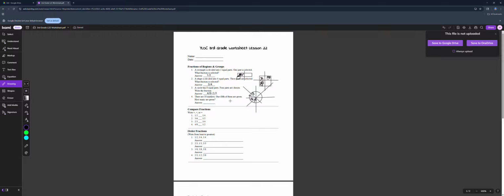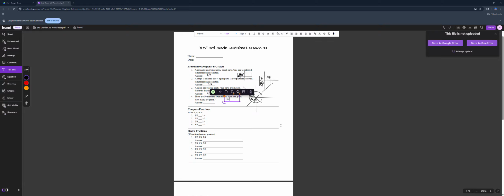There are 10 markers, 1/5 of them are green. How many are green? So 1/5 of them, so if you do 10 times 1/5, you would have 10/5, and then if you simplify this it would equal 2. So out of the 10 markers, 2 of them are green.